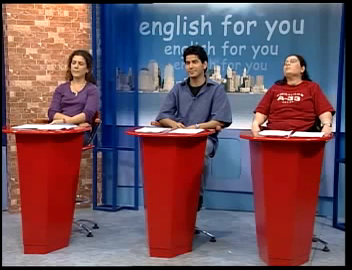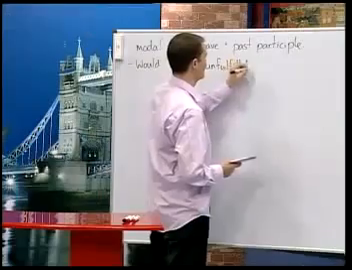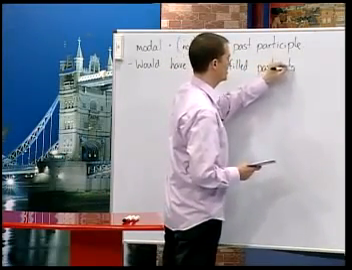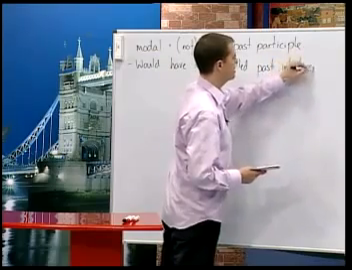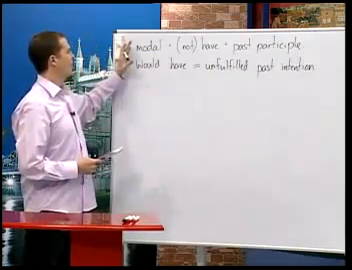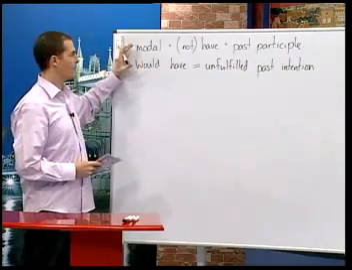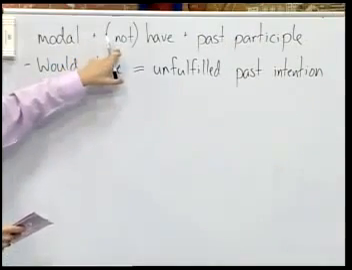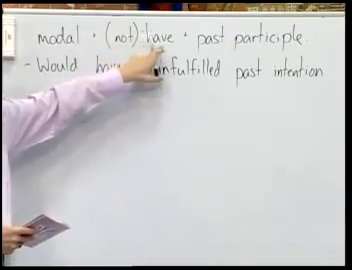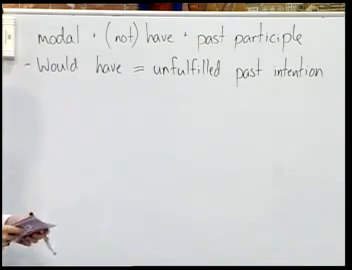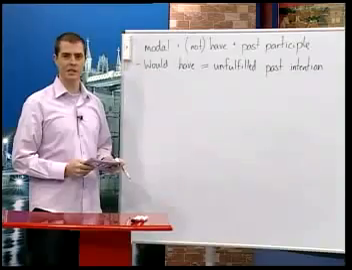Would have is unfulfilled past intention. This means you didn't do something in the past. Okay, so we form this, remember, the modal in the past, modal plus not, if it's negative, have, past participle. So here we have would have for unfulfilled past intention.